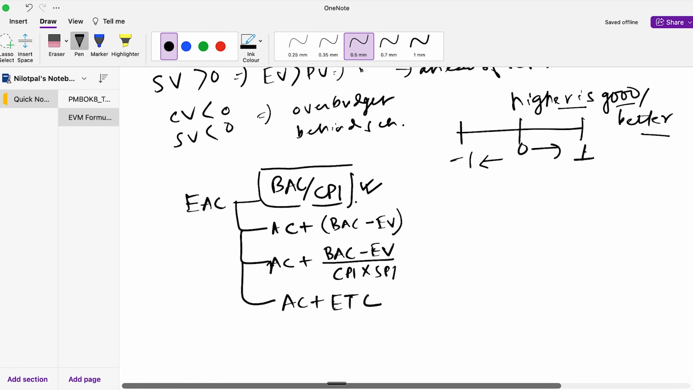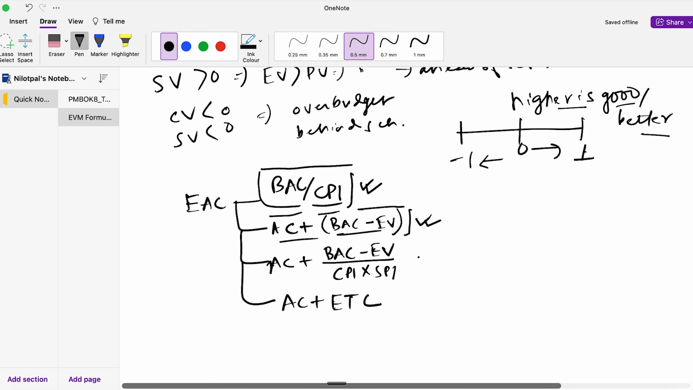Now, on the other hand, if it says that the cost overrun was sort of a fluke or a one-off, you need to use this formula, which means AC plus BAC minus earned value. Okay, so if it sort of gives an indication as part of the scenario that the cost overrun was a one-off and it has sort of self-corrected and now the project is going as per the plan, you need to apply this formula, which is EAC is equal to AC plus BAC minus EV.